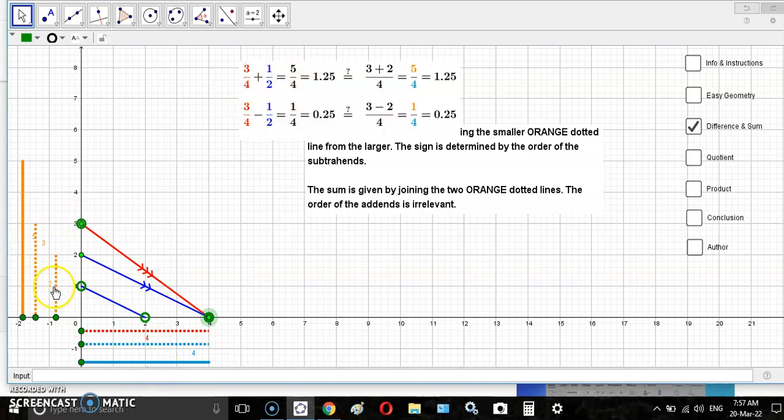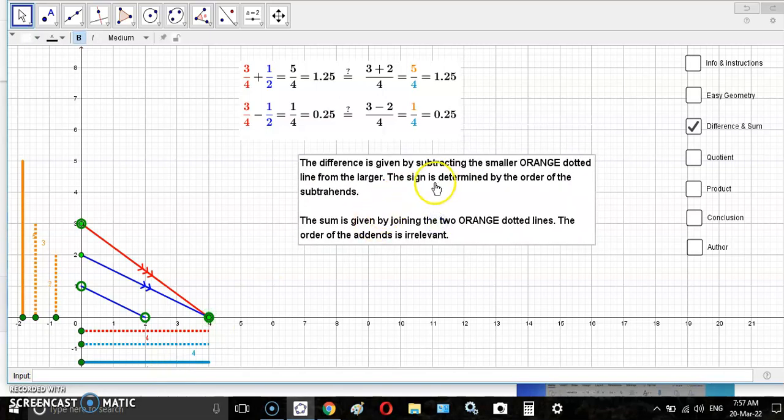But the way we find and represent these values is using the orange lines, okay? So the sum is given by this solid orange line over the solid blue line. It looks like a blue line, but it's more like cyanish as well. Anyway, the difference, of course, is given by subtracting the smaller orange line from the bigger one, okay? So if we subtract this smaller one from this bigger one, we have 1, but we don't have to subtract it in geometry.